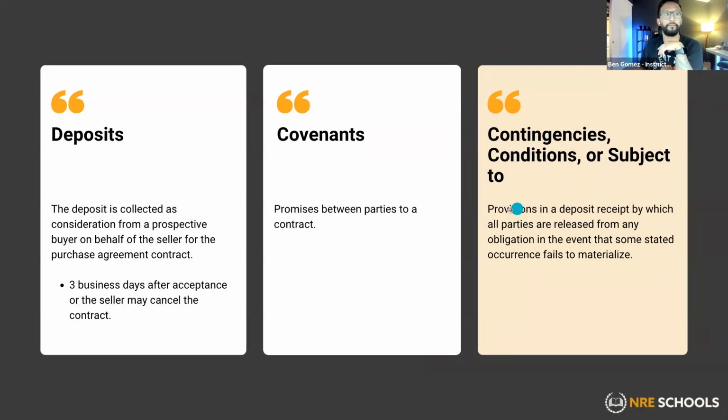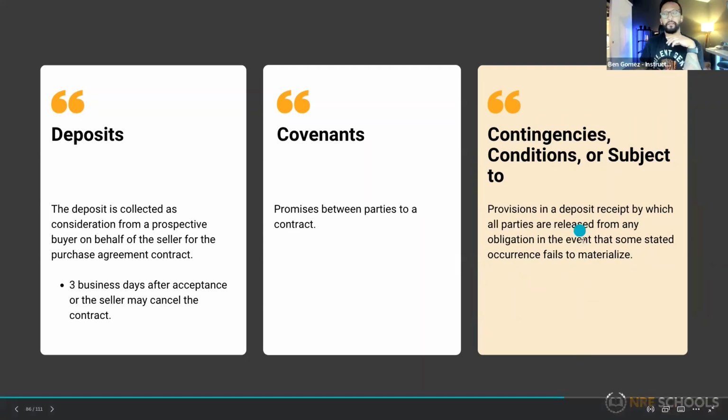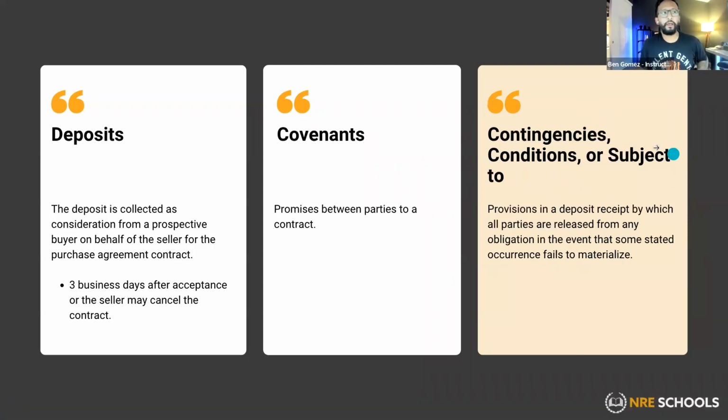Contingencies are conditions that are subject to. These are provisions in a deposit receipt under which all parties are released from any obligation in the event that a stated occurrence fails to materialize. To not speak lawyer talk here, a buyer has a certain period of time after opening escrow where they can cancel. And that typical time frame is 17 days.